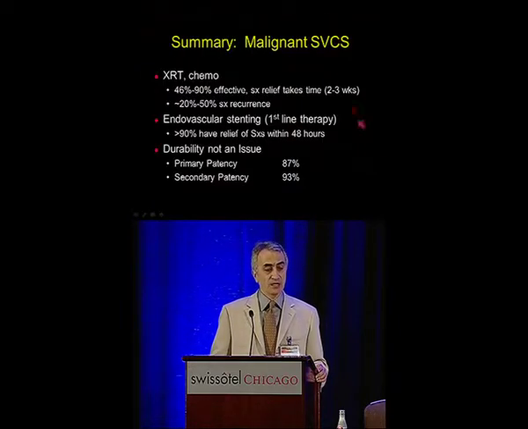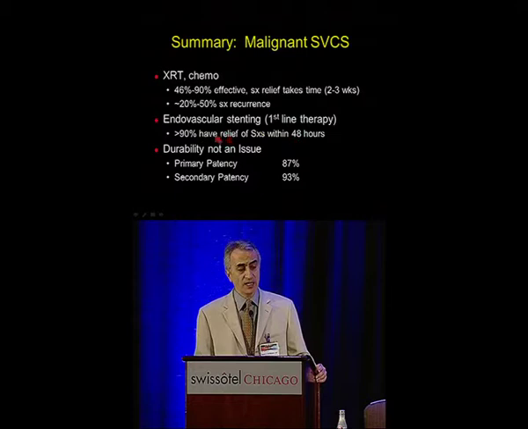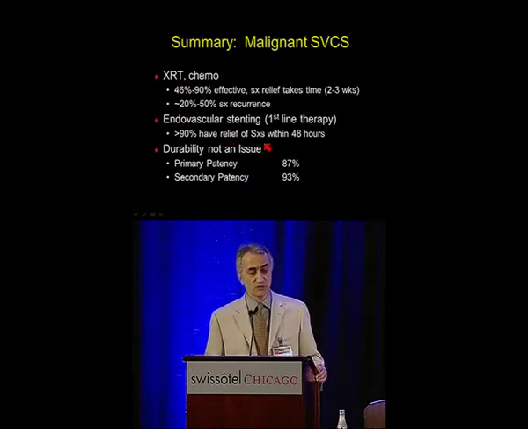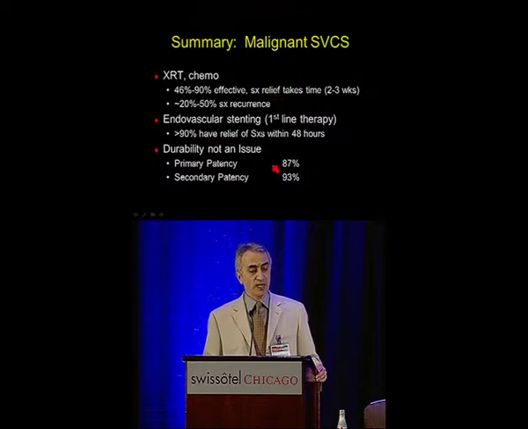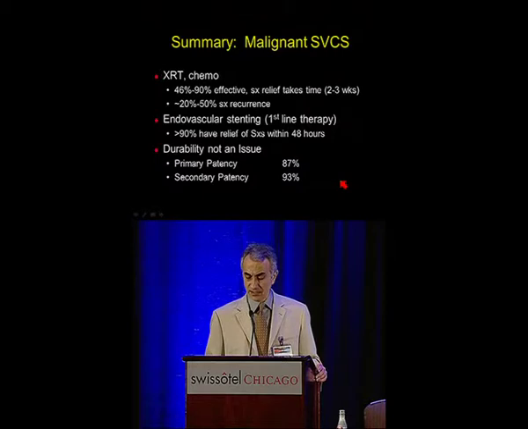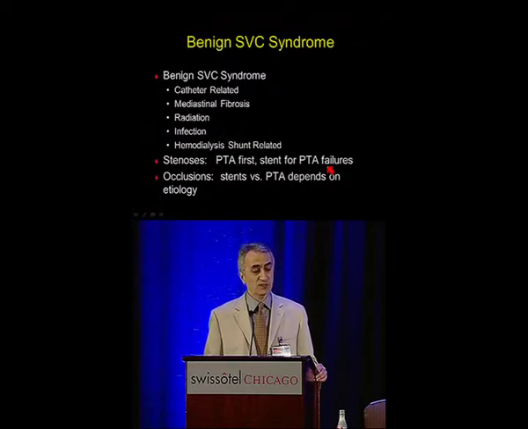Now, summary of malignant SVC obstruction: radiation and chemo work. However, the problem is it takes time and you have a pretty high rate of recurrence. Endovascular stenting, which should be first line of therapy, has a very high rate of symptom relief very quickly as opposed to radiation. And durability is not an issue because, first of all, durability is great, and secondly, the life expectancy in a lot of these non-lymphoma patients is somewhat limited.